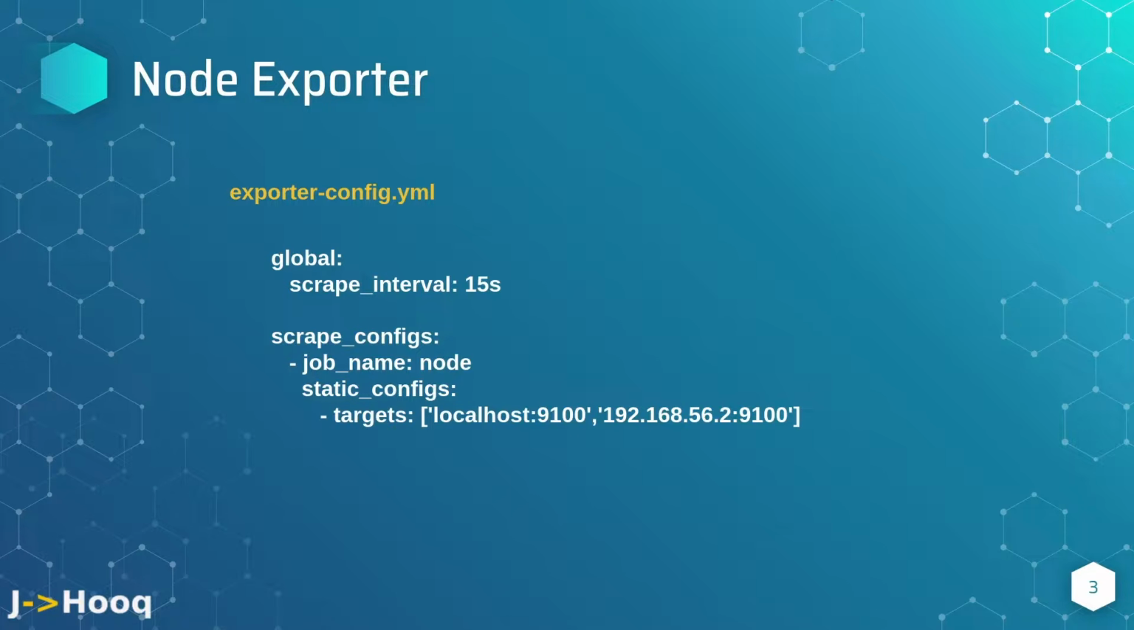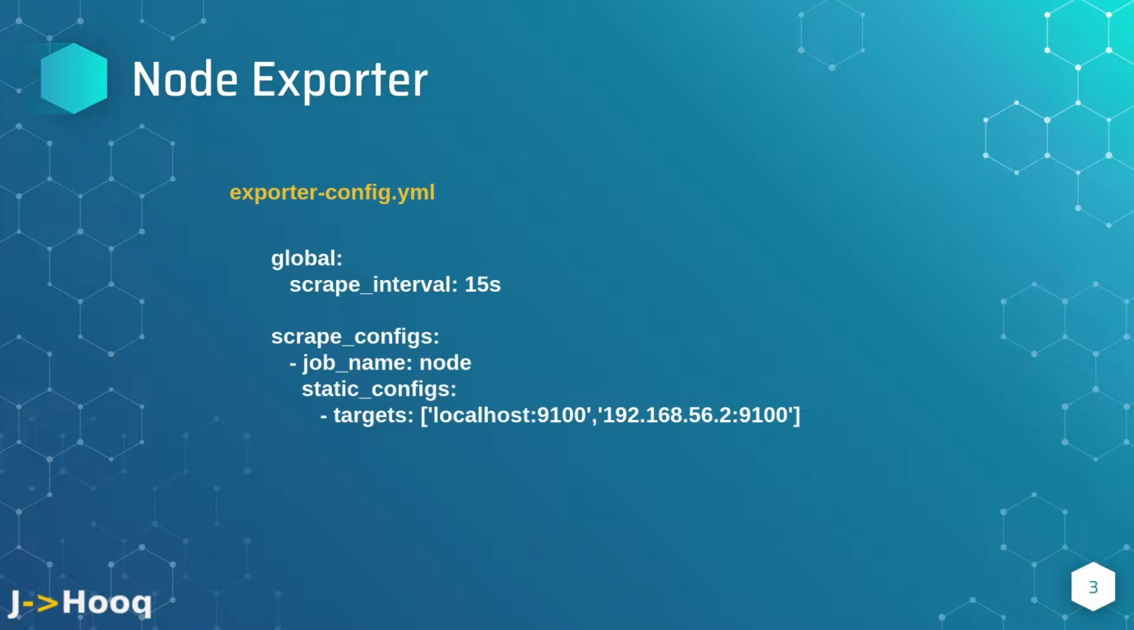Since we are doing this for a tutorial purpose, that's why I have used localhost:9100. That means we just want to scrape our own Prometheus server. That's why I'm using the localhost. And we are also going to scrape a remote machine located on the IP 192.168.56.2, and the port is 9100, because we have installed the node exporter on that remote machine also.